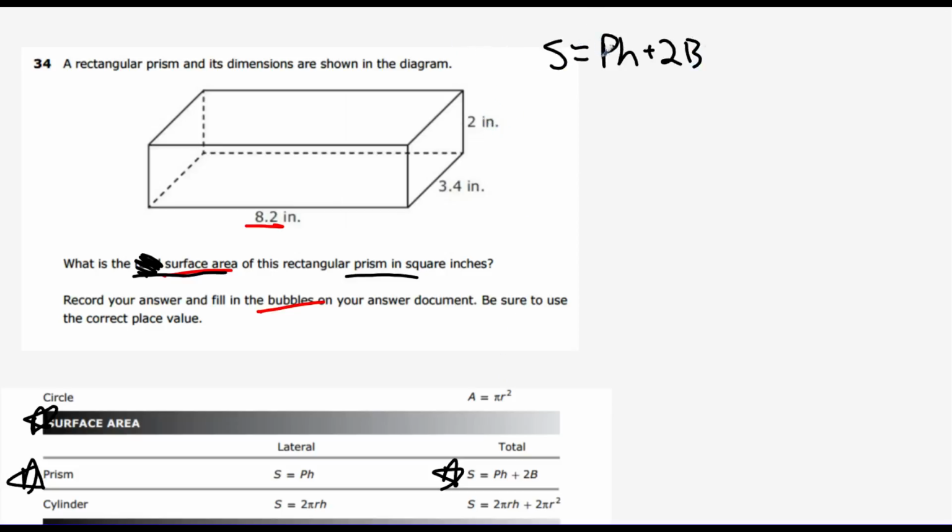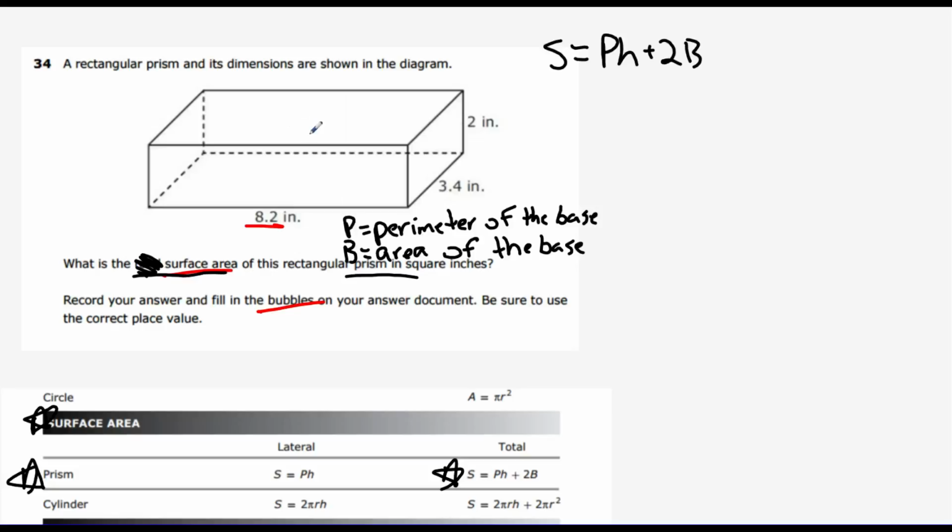Then we need to remember, S probably stands for surface area. That's the heading it's under. But what about capital P here? Well, remember that is perimeter of the base. And related to that, big B is the area of the base. So we need to solve for both of these before we can solve for the main formula. So we've got 3 different things happening here. Like I said, not easy.